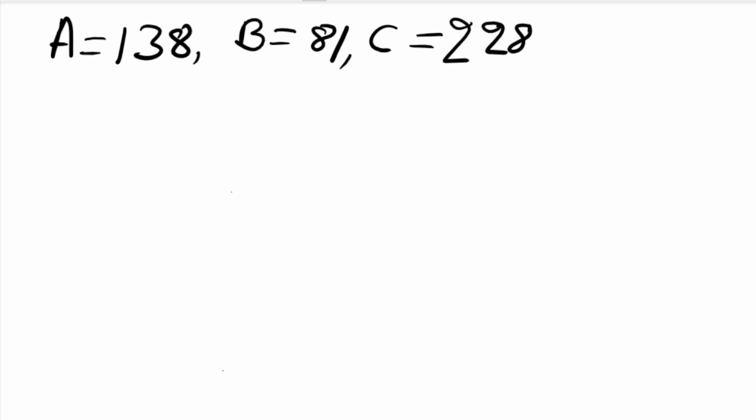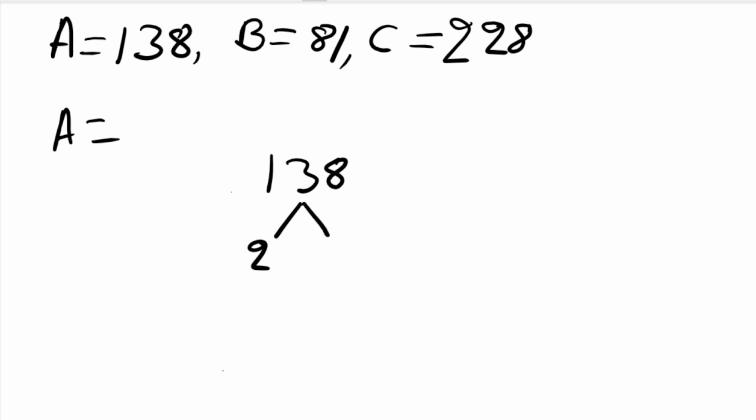In this video, I will be writing A, B, and C as a product of their prime factors. I will start with A. Okay, 138, using the factor tree, divide by 2.